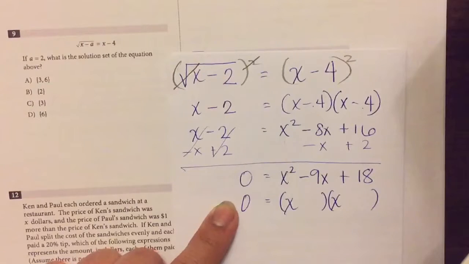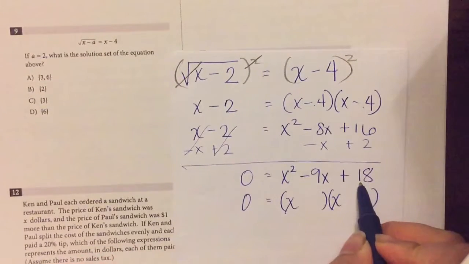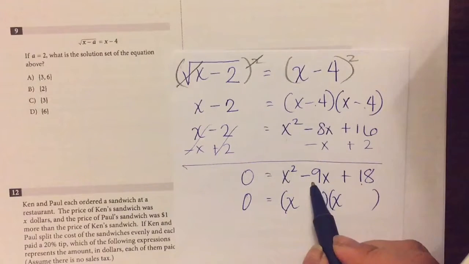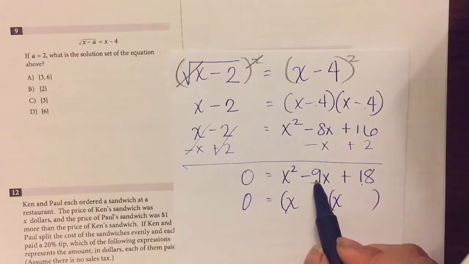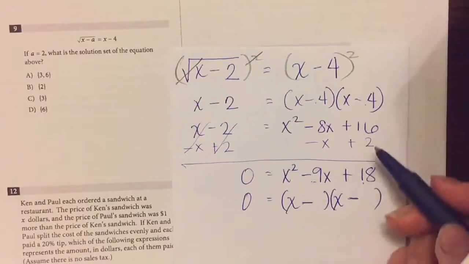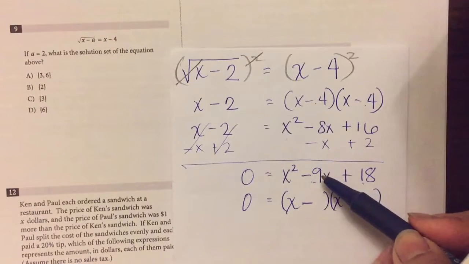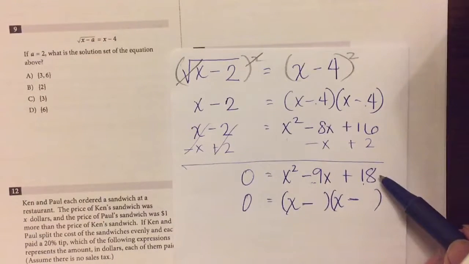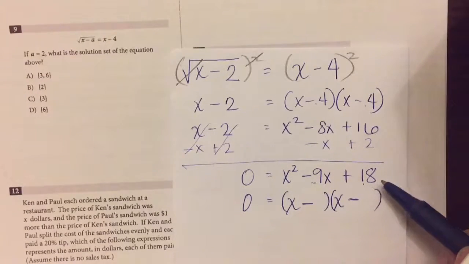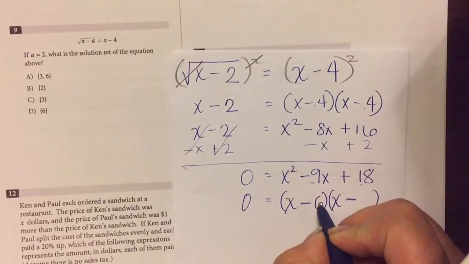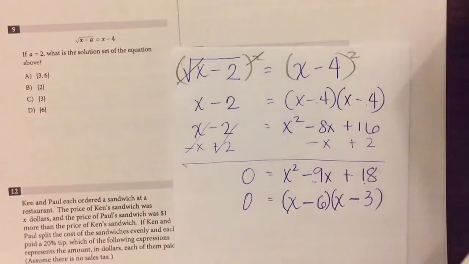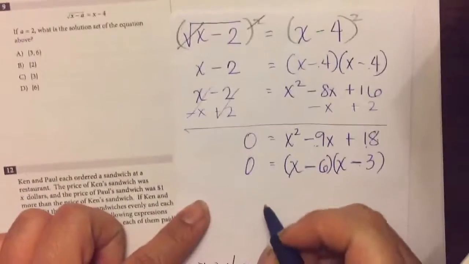Factors of x squared, x and x. Factors of 18 that, when we add them, equal negative 9, are going to have to both be negative here. So that's going to be 9 and 2. 9 plus 2 does not equal 9. 6 and 3. 6 plus 3 equals 9. Negative 6 plus negative 3 equals negative 9. Negative 6 times negative 3 equals positive 18.